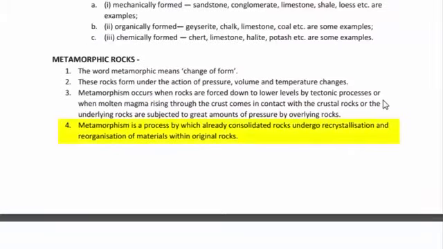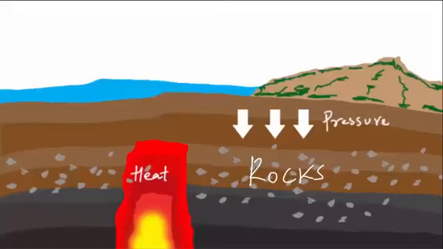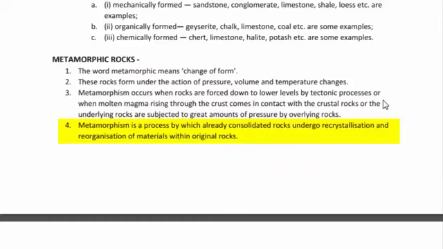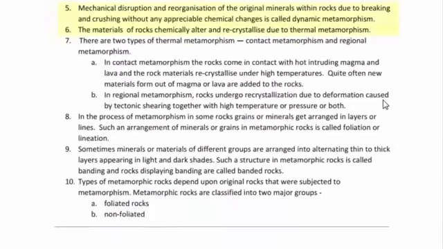Metamorphism is a process by which already consolidated rocks undergo recrystallization and reorganization of materials within original rocks. So this recrystallization and reorganization of a rock happens due to extreme heat and pressure. When the rocks make their way inside the mantle during subduction, heat and pressure act on them and transform them into metamorphic rocks. Now the transformation of metamorphic rocks happens in two ways. One is through dynamic metamorphism and the other is through thermal metamorphism.